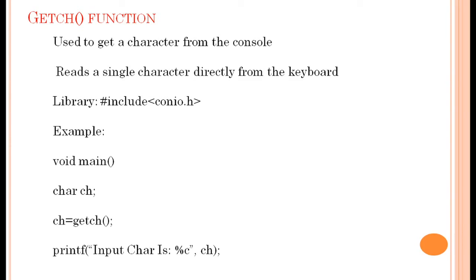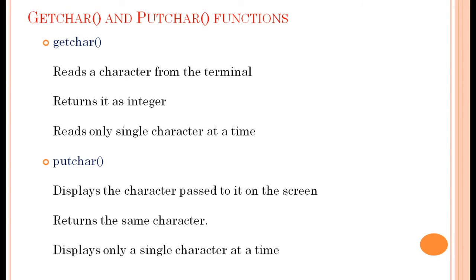Now see the getch function. Already we have seen that, sorry. See the get character and put character functions. The get character function reads a character from the terminal and returns it as an integer. This function reads only a single character at a time. You can use this method in a loop in case you want to read more than one character.